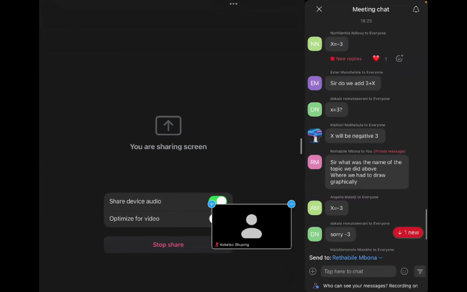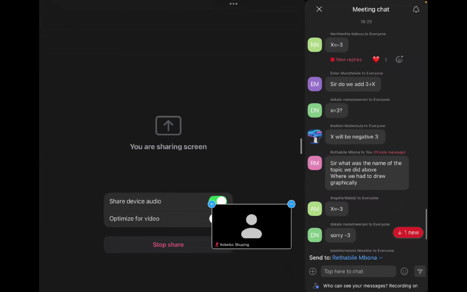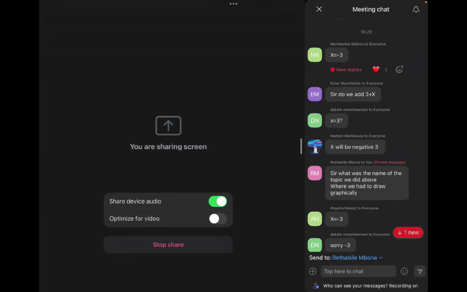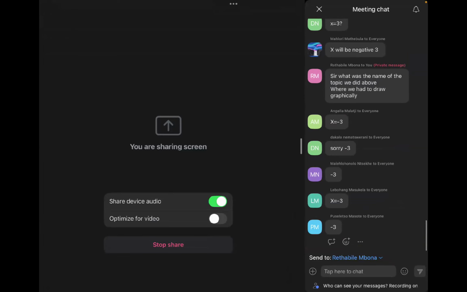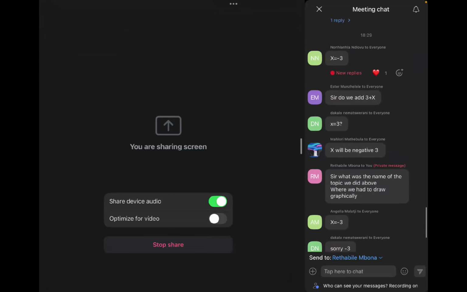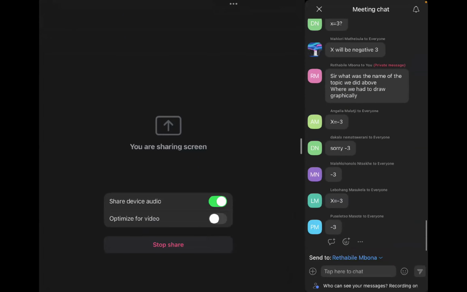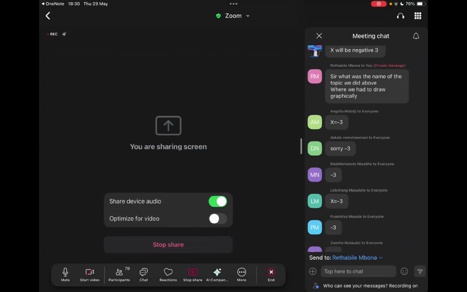The topic we did before this was just the number system, number line. Okay, thank you. All right, great. It seems as though everyone's on the same page. We do have x is equal to -3. That's very good. Well done, everyone. Let's continue on.